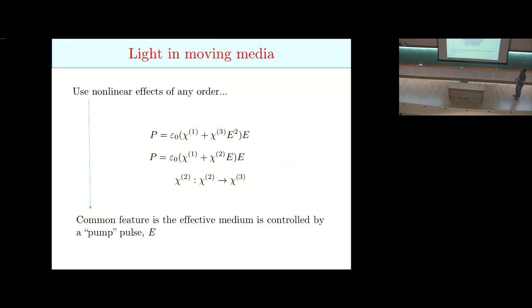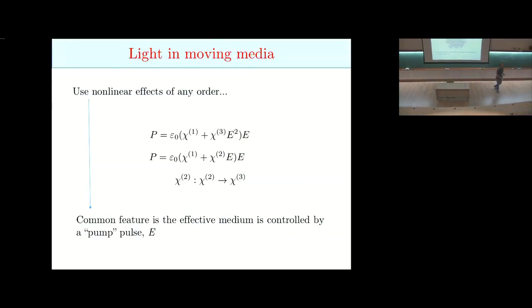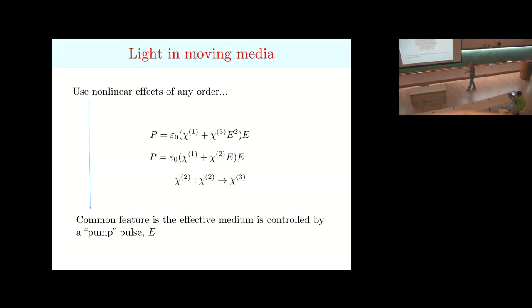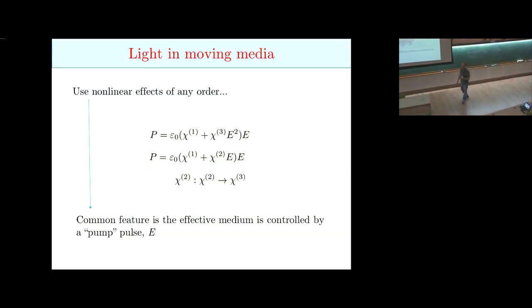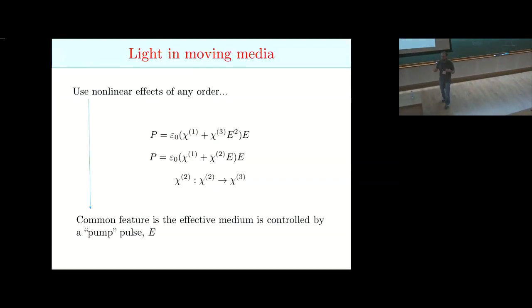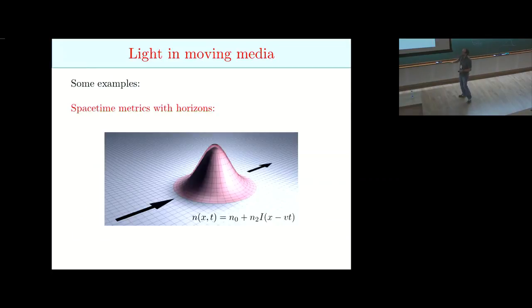So as I was pointing out, the common feature in all of these systems, and even in the other systems that people have been looking at, is that the details of how you control the polarization, or something equivalent to the polarization, in the material essentially all boil down to the fact that we have some control field or pump pulse, whatever that might be, that is modifying the medium, and that is what creates a space-time. Okay, so an example: how do we create a space-time with a horizon? We'll be talking about this in more detail tomorrow.